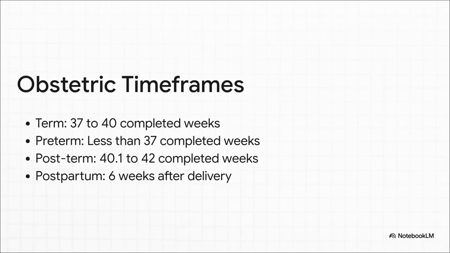Moving right along to Section 2, trimester reporting and seventh character extensions. Timing is literally everything in obstetrics. You've got to be incredibly precise when classifying the delivery window based on the clinical documentation. We define a term delivery as exactly 37 to 40 completed weeks. Hit anything less than 37 completed weeks, that's preterm. Now, delivery between 41.1 and 42 completed weeks is postterm.